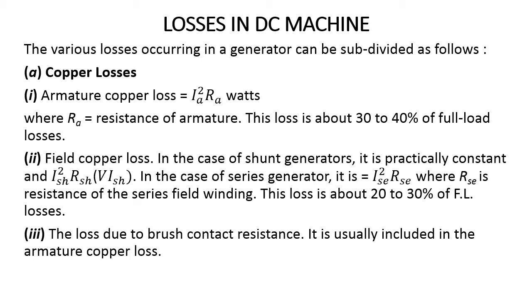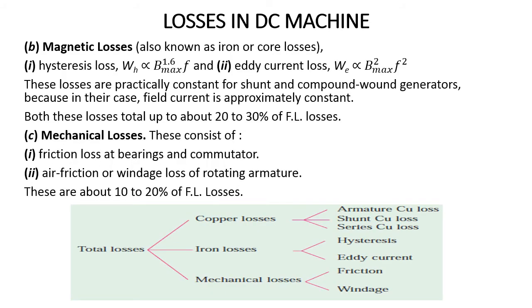In the case of a series generator, it is Isc square Rsc, where Rsc is the resistance of the series field winding. The last one is the loss due to brush contact resistance. It is usually included in the armature copper loss. If it is not included, then we need to consider this loss also. The second type of losses in a DC machine are magnetic losses, also known as iron or core losses. These consist of hysteresis loss and eddy current loss.